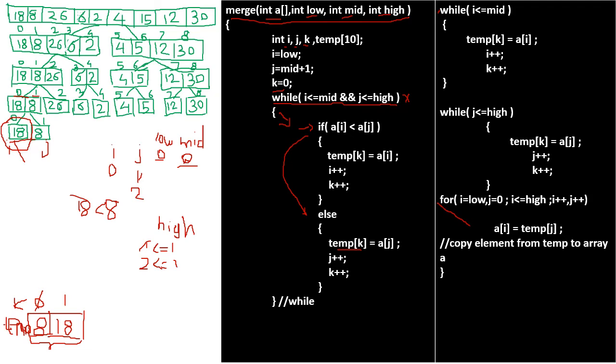Get it or not? What happened here? The temporary array elements, which are already sorted, are stored in the actual array elements. Means what? If here I is equal to 0, after that, j is equal to 0.